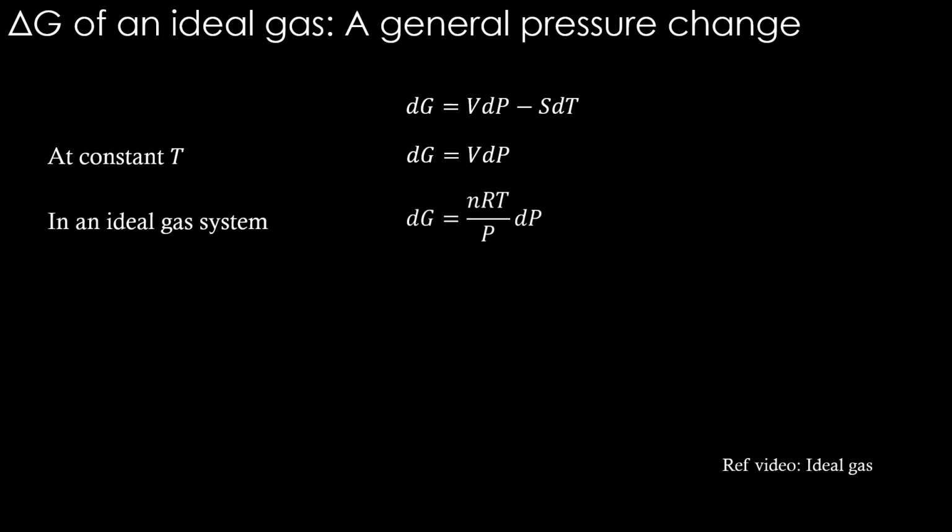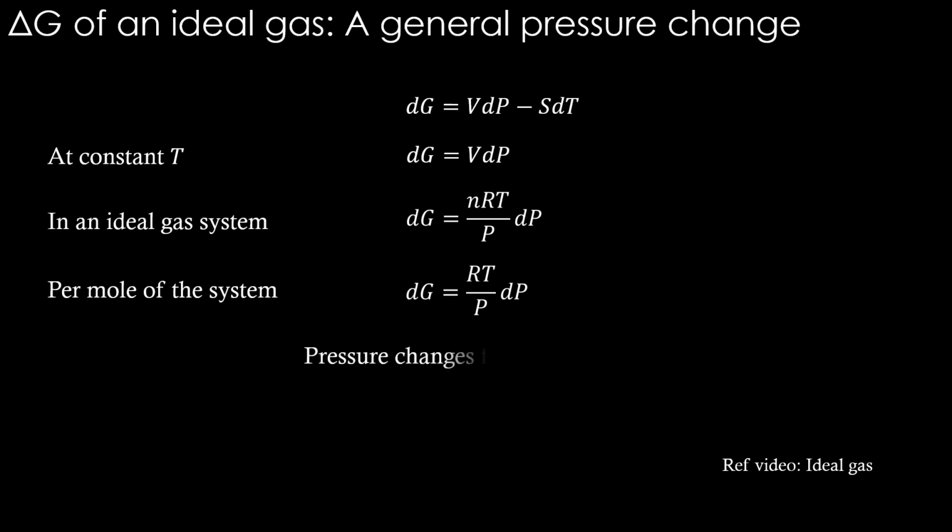dG is equal to nRT by P dP. If we simplify the calculation by considering 1 mole of gas as the system here, then dG is equal to RT by P dP. Let's say the general pressure change that we consider here is from P initial to P final. Integrating, we get a finite Gibbs energy change delta G, which is equal to RT natural log of PF divided by PI. Let's consider this final expression.